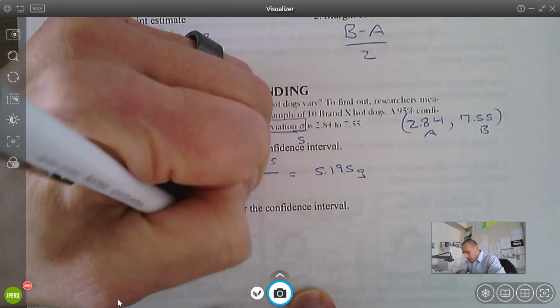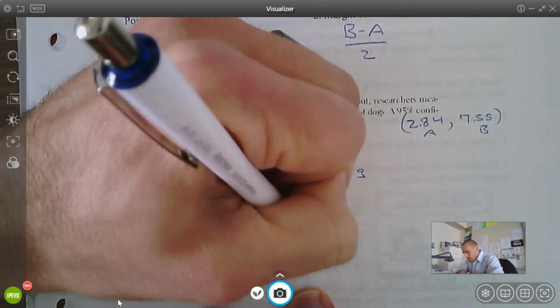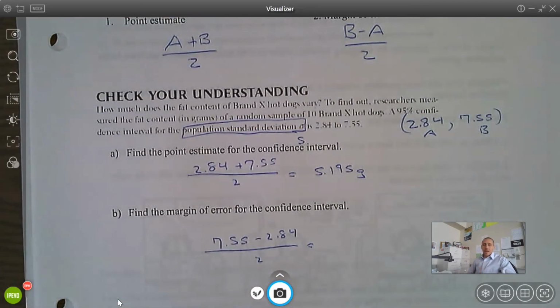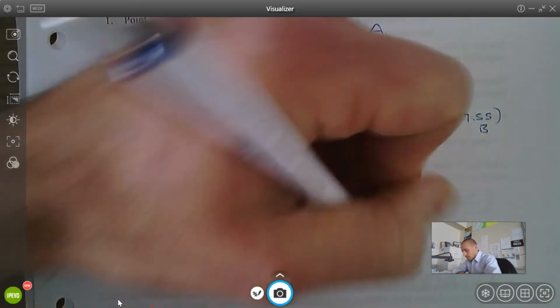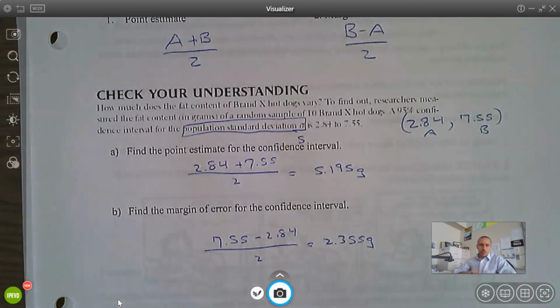Margin of error, I just need to find the difference between these two and divide it by 2. Why am I dividing by 2? Because I'm adding and subtracting that difference from the point estimate. So 2.355 grams would be my margin of error. So hopefully you found some success on that, and that was pretty straightforward.